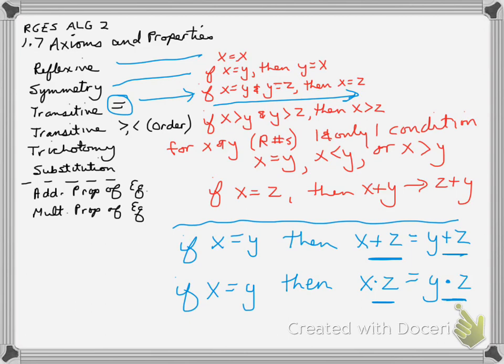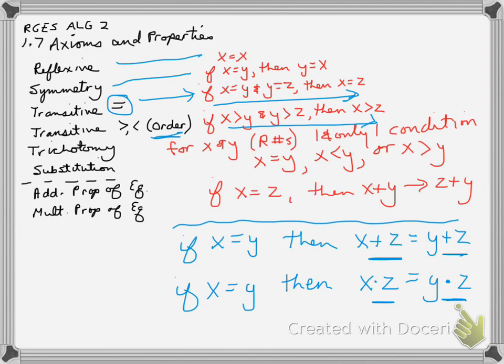The transitive property also holds true for order, meaning greater than or less than. I said if x is greater than y and y is greater than z, then x is greater than z. Again, following through the argument. The next one is trichotomy. For any x and y, which are real numbers, one and only one condition exists. Either x equals y, x is less than y, or x is greater than y.